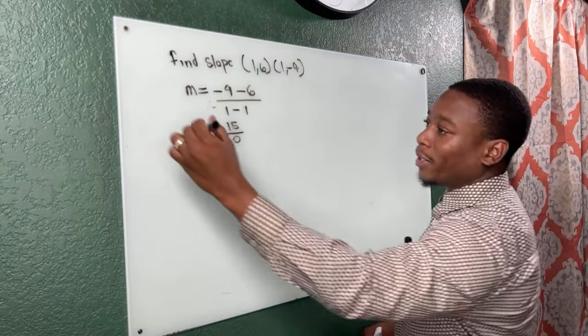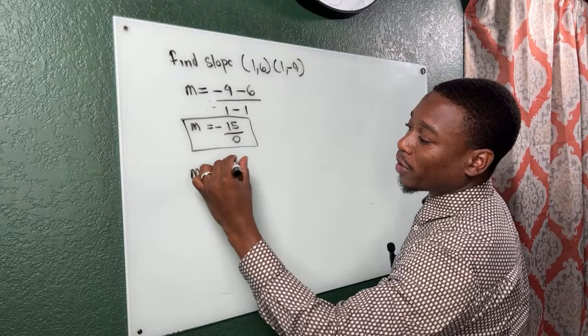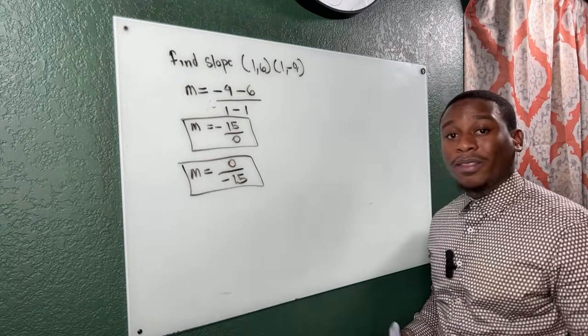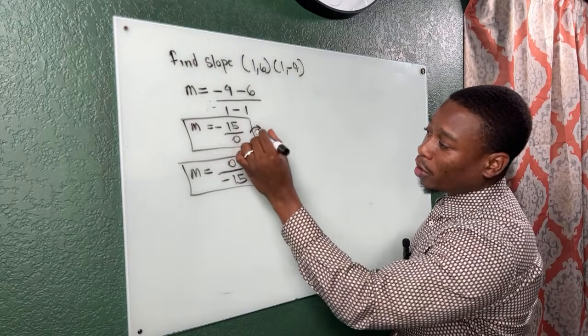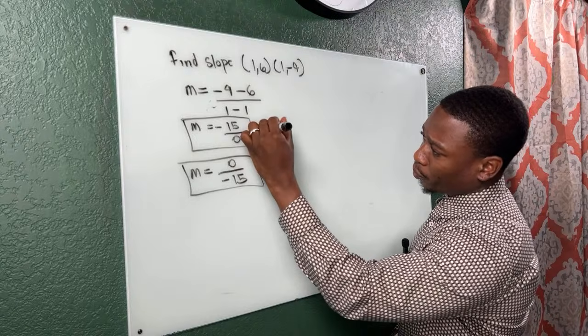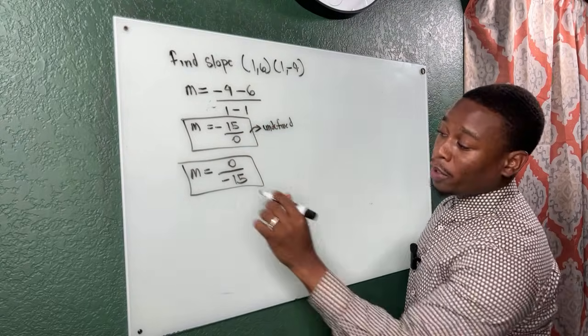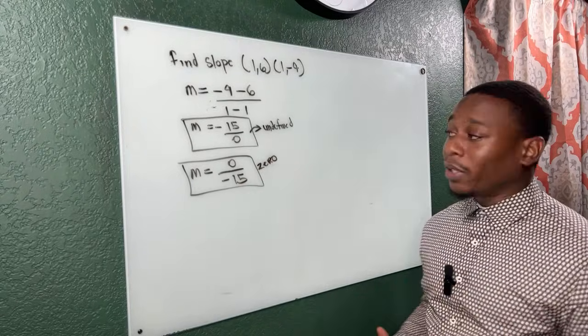Now, this is the biggest thing they're going to ask you guys. Let's say we flip this, 0 over -15. One of these has a slope, one does not. You should always know if 0's in the denominator, it's undefined, so there is no slope. Here, we have a slope and it's 0. So what does that mean?